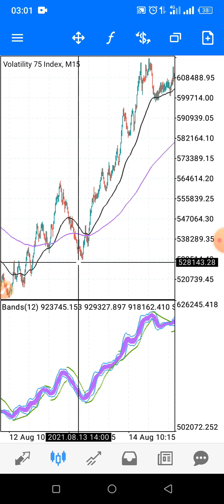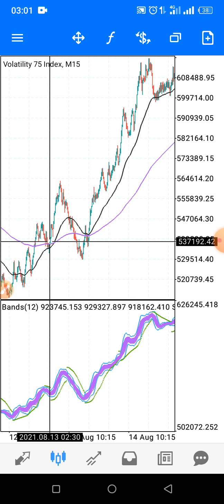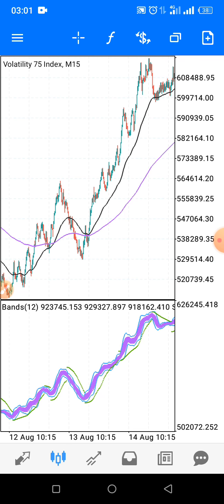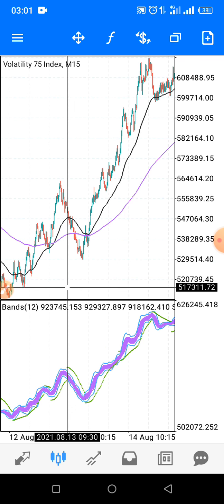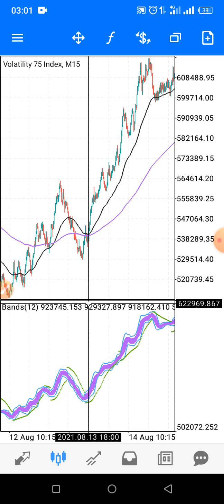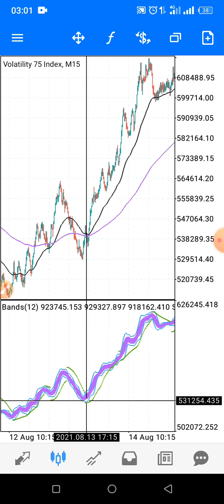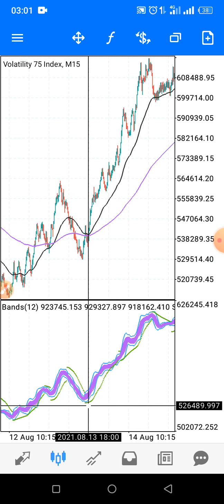Okay, so using this example, when they crossed here, our first entry will be here when the parabolic dots started to appear below the Bollinger Bands here. Okay, that's our first trade there.